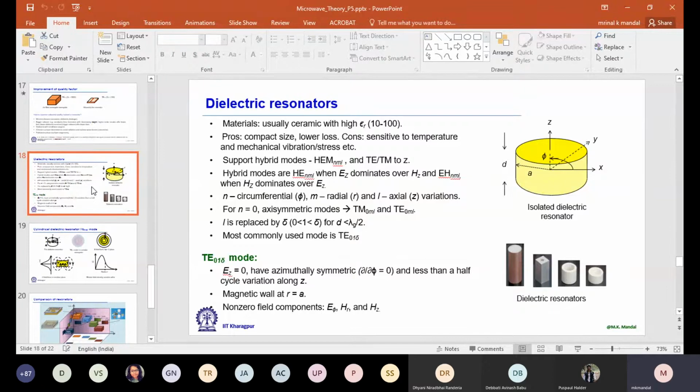Further, it has some other problems. You know that the dielectric constant varies with temperature as well as frequency. So if the temperature changes, then the dielectric constant changes. If there is some mechanical vibration or stress which can change the volume of this dielectric resonator, then your corresponding resonant frequency changes, quality factor changes, everything changes.